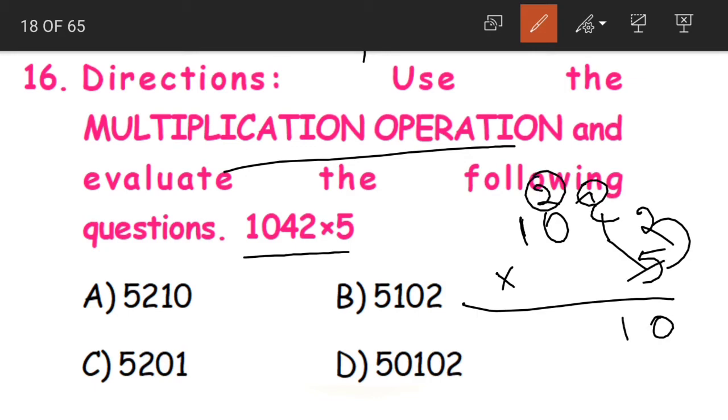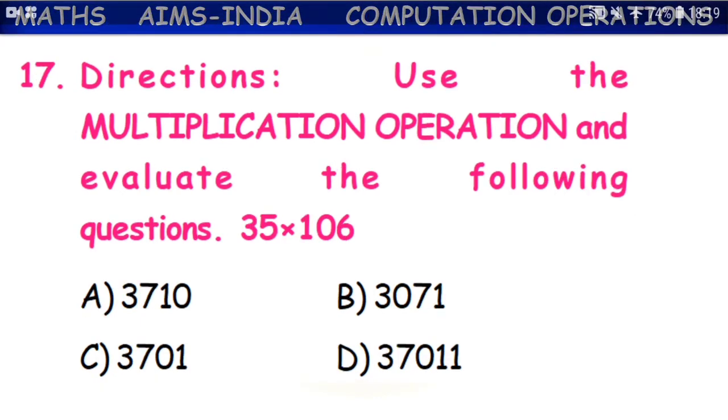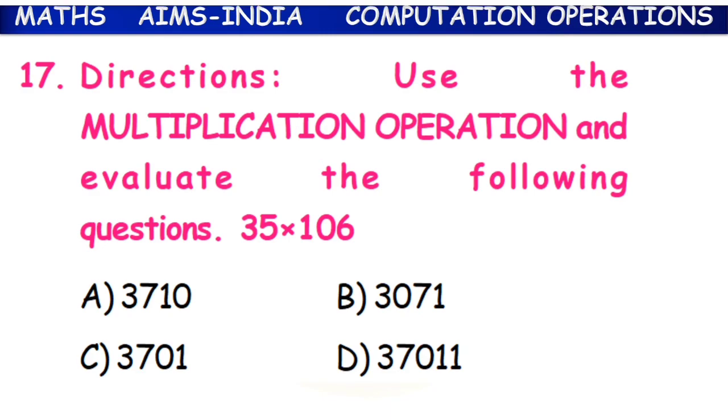1 here, 2 carried. 5 zeros are 0 plus 2 becomes 2. 5 ones are 5. What is the answer, children? 5210. That is option A. Moving on to question number 17.